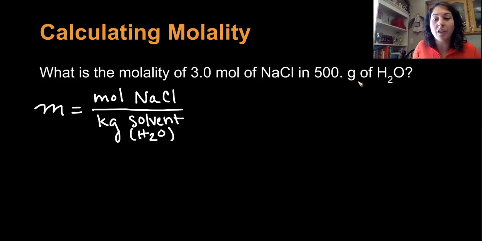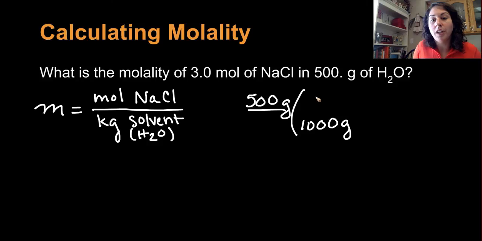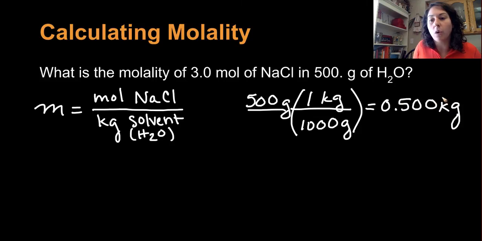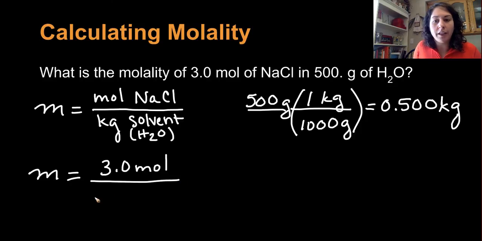So we were given this in grams, and so we want to take that and go from 500 grams into kilograms. So there are 1,000 grams in 1 kilogram, and that gives us 0.500 kilograms. Or you can move the decimal 3 places to the left. Either way will work just fine. So now what we want to do is plug our numbers in. So for molality on this one, we have 3.0 moles of sodium chloride divided by 0.500 kilograms.